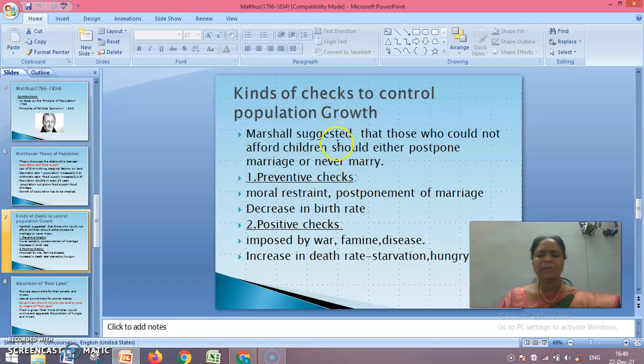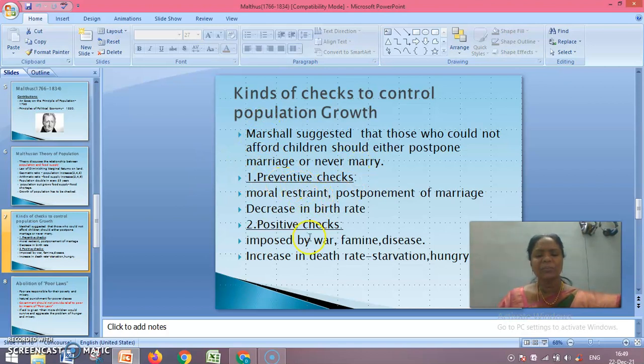And Malthus suggested that those who could not afford children should either postpone their marriage or never marry. So if they are not able to bring up their children, they should not marry, or they should postpone their marriage. And he is also advising two types of checks.